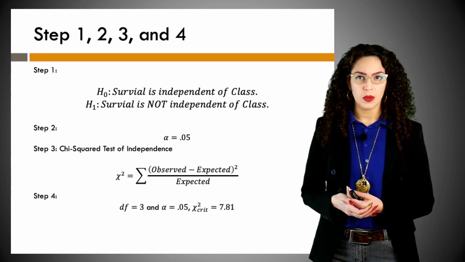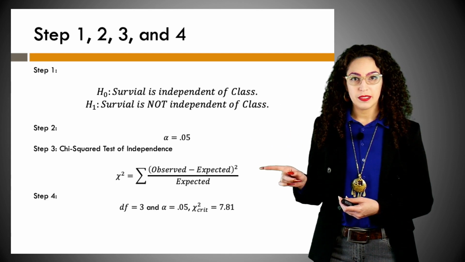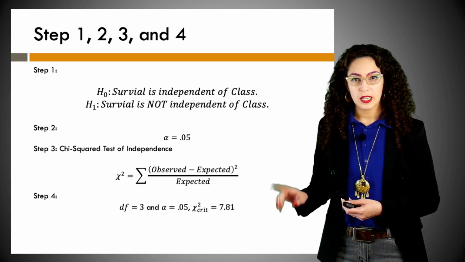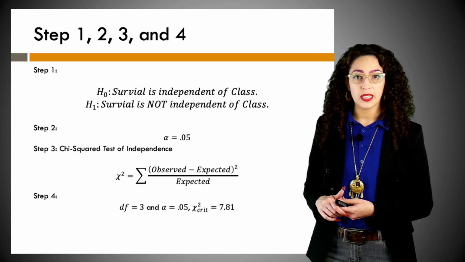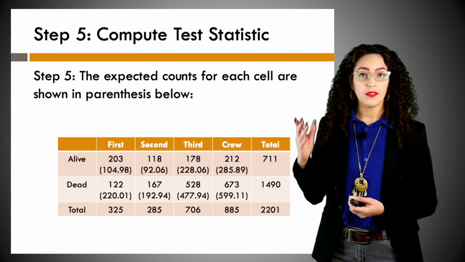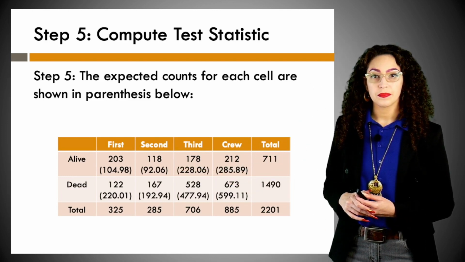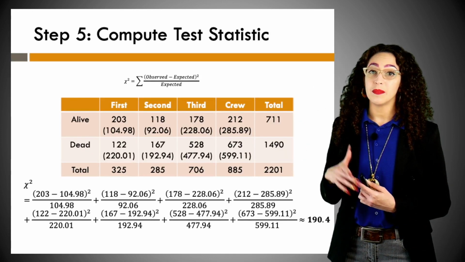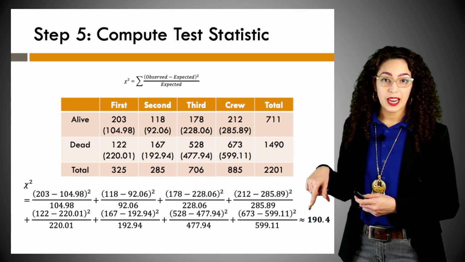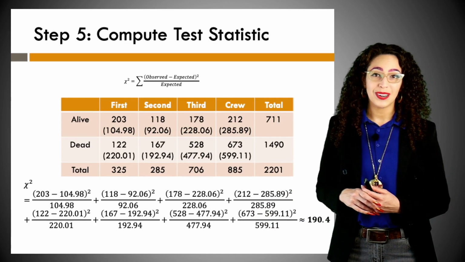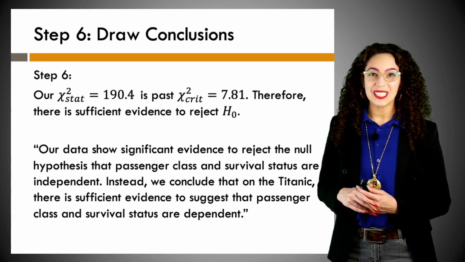So steps 1, 2, 3, 4. Independent, not independent. 0.05, chi-squared, test of independence. We had 3 degrees of freedom, so we have a critical value of 7.81. If you go and get all of the expected counts, this is what they look like. And if you put them all into our huge chi-squared test, we end up with 190.4. That seems pretty significant to me.